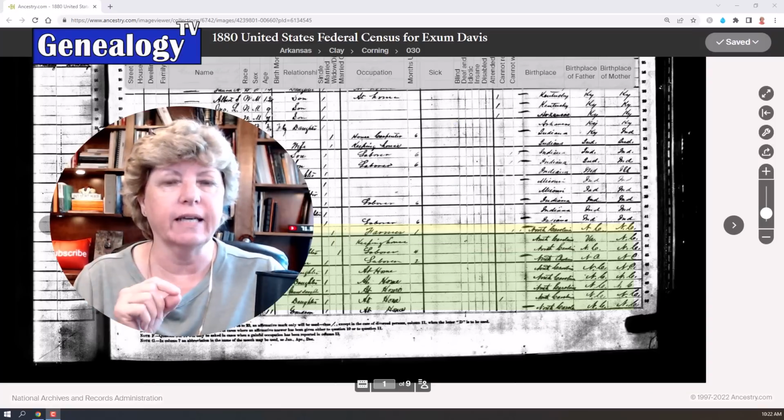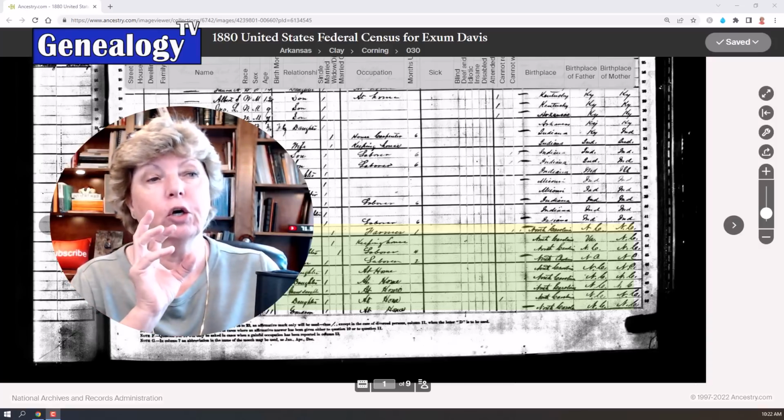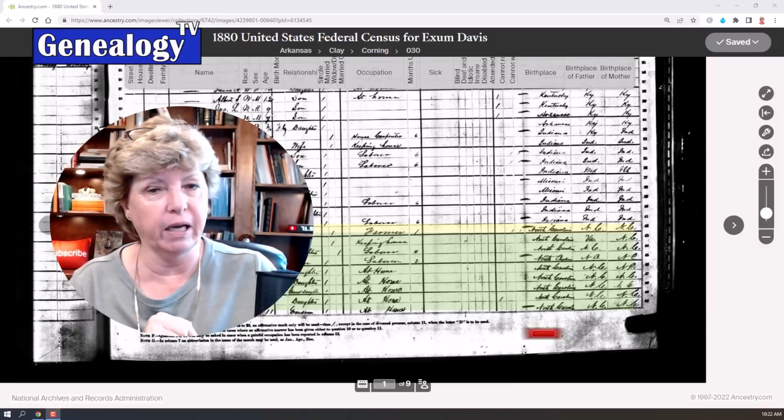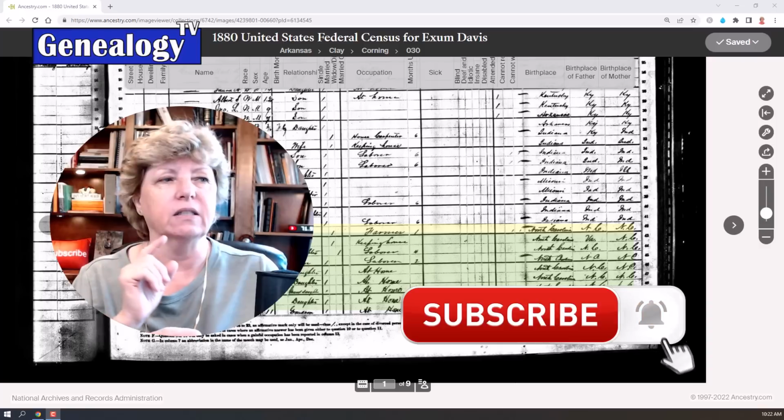So here's the thing. I'm going to show you all the clues that I found, but I'm not going to tell you how many clues I found until the end. So if you want to play along, pause the video, go grab this exact page and see if you can count up how many clues you can find for this one family.